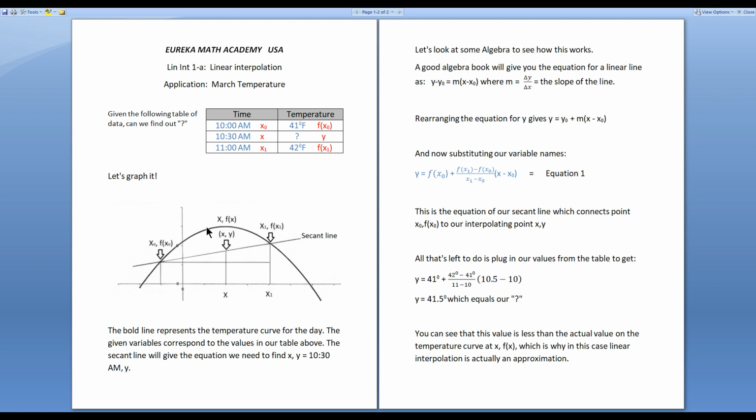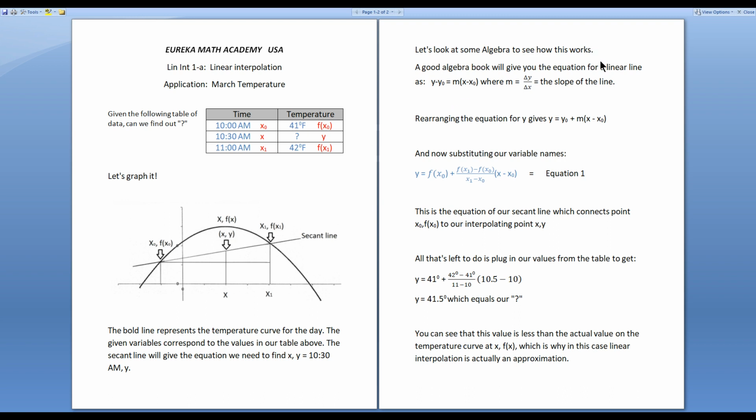First, let's look at the graph. The bold line here is the temperature curve, and we have the 2 points, x naught, f of x naught, which equals the top values here, 10 o'clock, 41 degrees, and x1, f of x1, which equals 11 a.m. and 42 degrees, and then x comma y, what we want to find out at 10:30. Let's look at some algebra to see how this works.